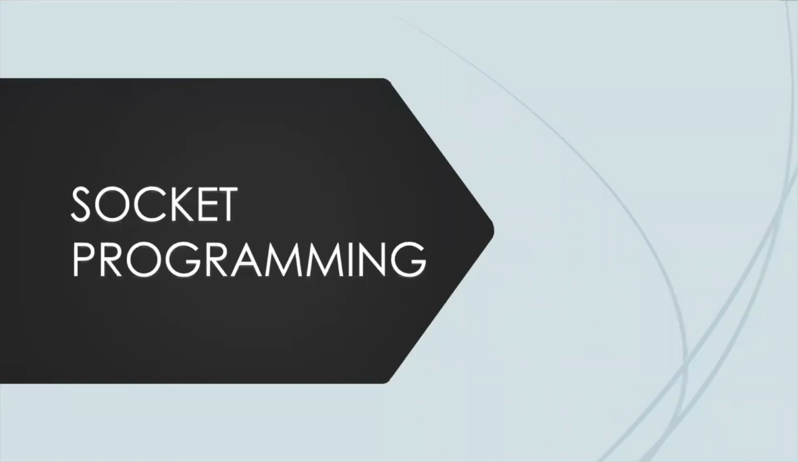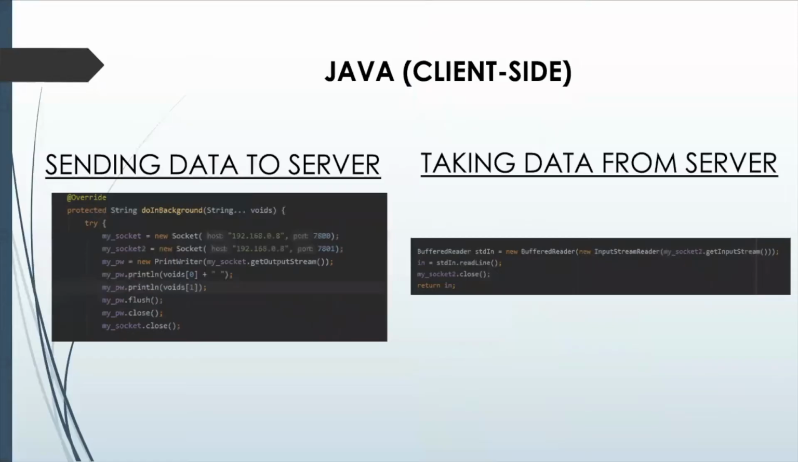And in socket programming, on the Android side, there are two pieces of code here, and the left one is for sending data to the server. We create a new socket as MySocket here with hostname and port number. Then we send data with a print writer to the server side. The other code, the right one, is for taking data from the server. We use a buffer reader to read the message sent by the server. Then after reading the message, we close the socket.